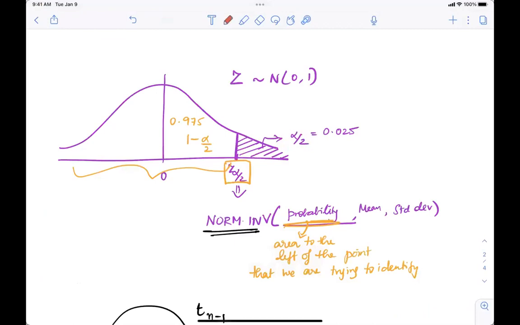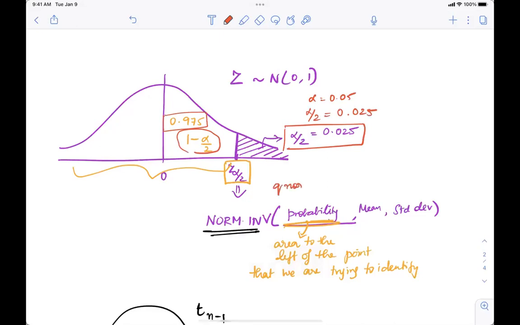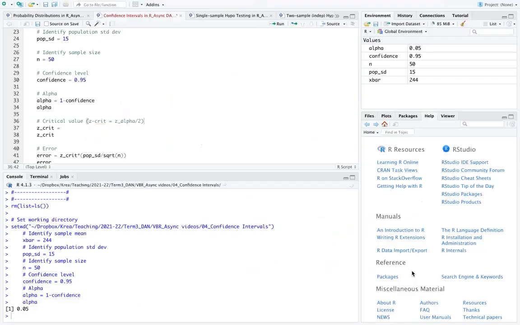If alpha is equal to 0.05, alpha by 2 is equal to 0.025. If we know the area to the right of this point is 0.025, then we can easily find the area to the left of this point, and that will be 0.975. And we can plug in this area into our qnorm function in R to figure out what z alpha by 2 would be. So let's do that.